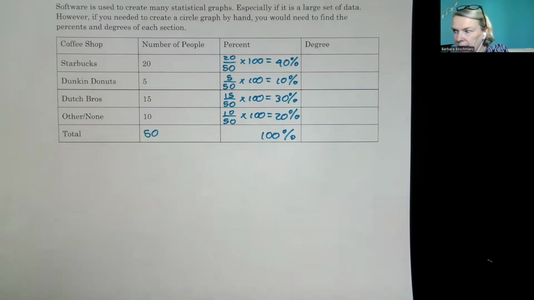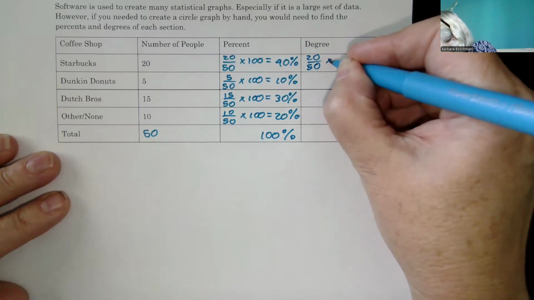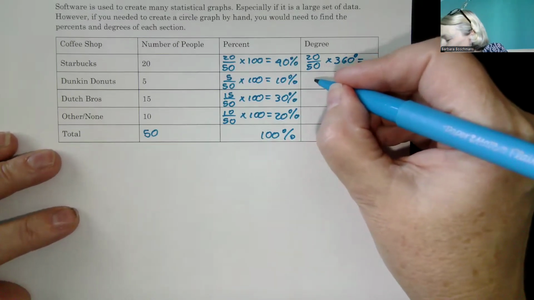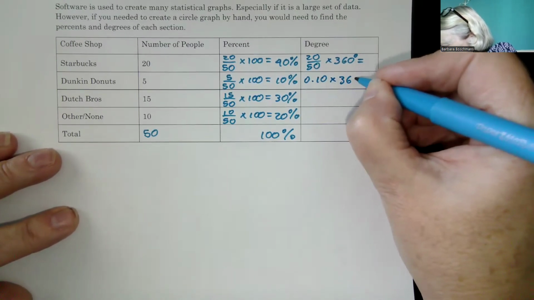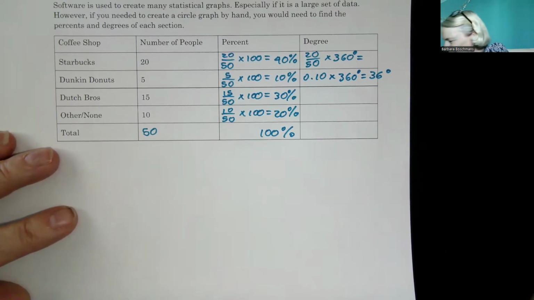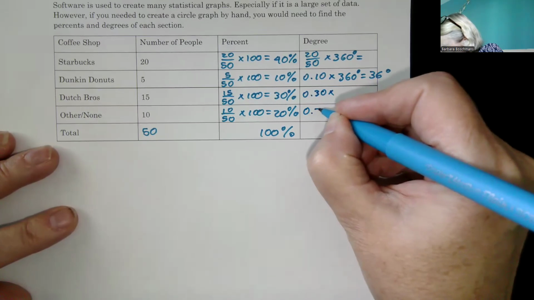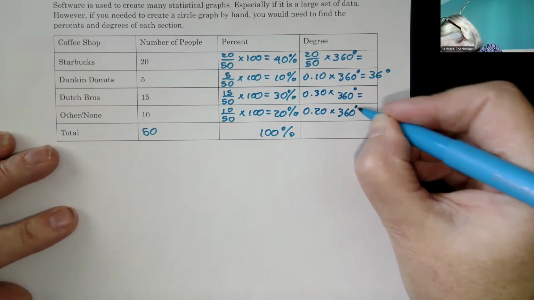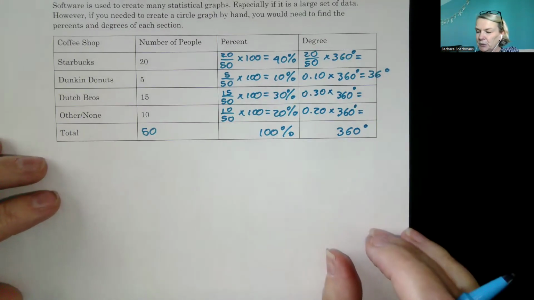And then you can do the same for degrees. Degrees is what you need to actually make a circle graph. So we'll do the same fraction, 20 over 50, but now we're going to multiply it by 360 degrees. The other thing you can do is take 10% of 360, that would be 0.10 times 360, and this would be 36 degrees. So either way works. And of course, when you add all those up, they should add up to 360 degrees.